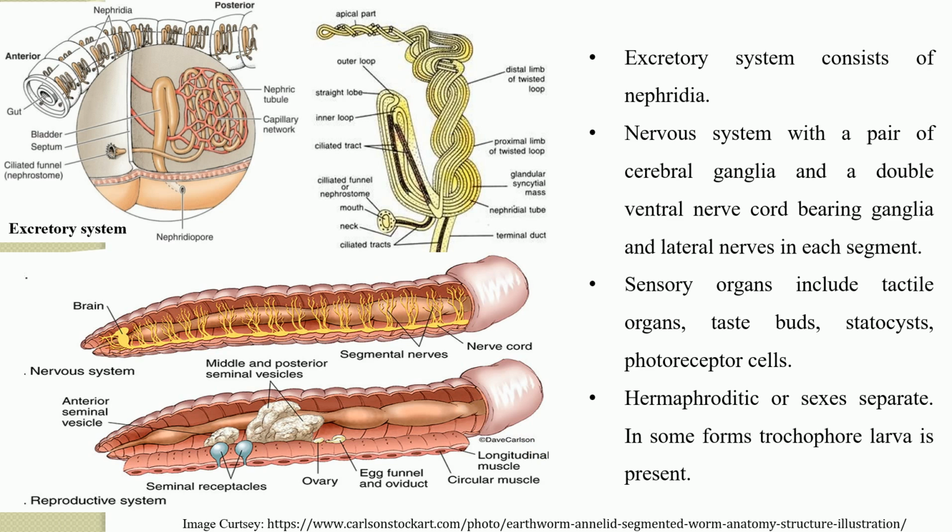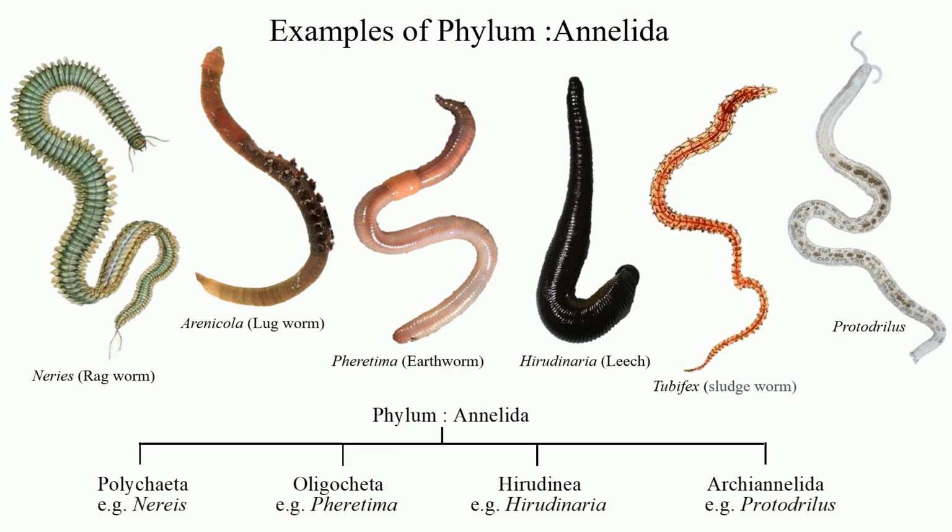Now in some forms the trochophore larva is present, which means in some forms the development is an indirect one, and in that case the larva which is present is known as the trochophore larva. So these are some general characteristic features which are found among the animals belonging to the phylum Annelida. So let's see first of all the examples.